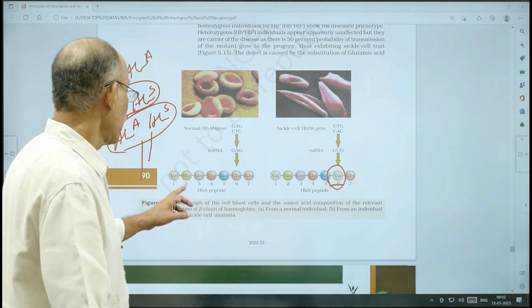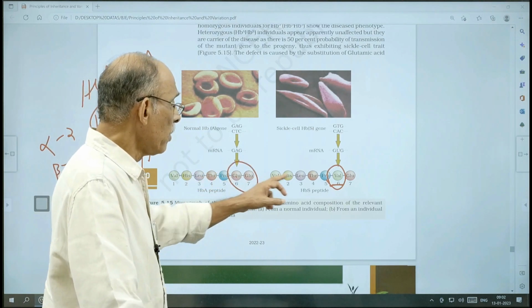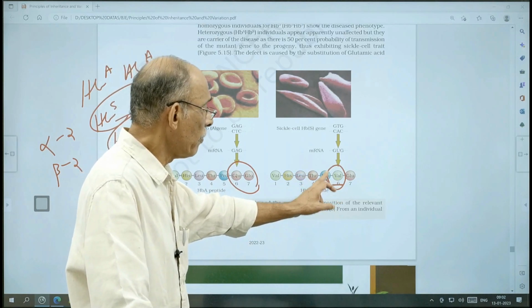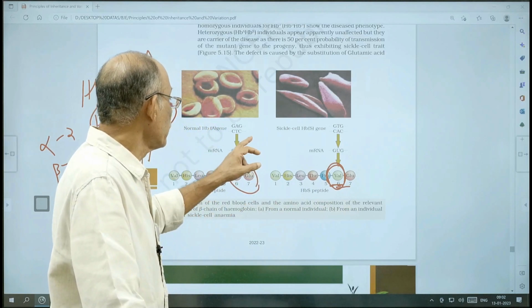So here we have valine, histidine, leucine, threonine, proline, glutamic acid, whereas in sickle cell anemia we have valine, histidine, leucine, threonine, proline, valine, and glutamic acid. This valine caused the problem. And this is the normal condition.